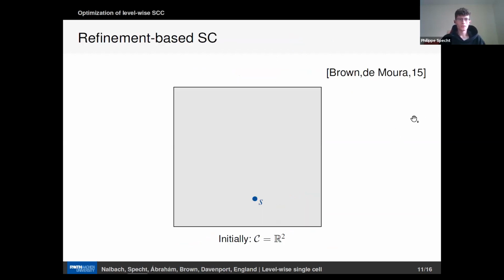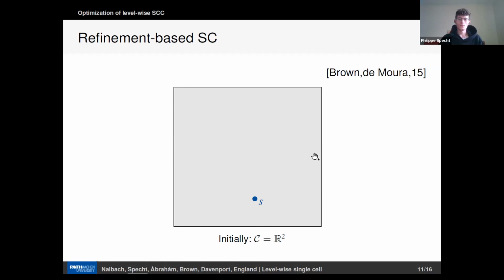There's also been another approach that we took some inspiration from which we call refinement-based single-cell construction, which was published in 2015 by Brown and Demura. And this approach works a bit differently. So this approach works by initially stating that the cell is just the entire space. In this case, it's R squared.